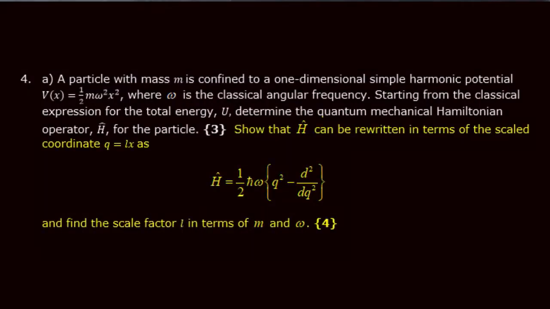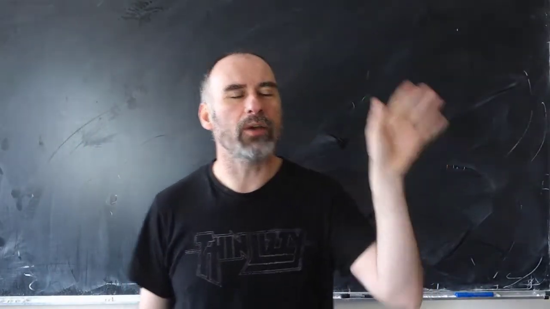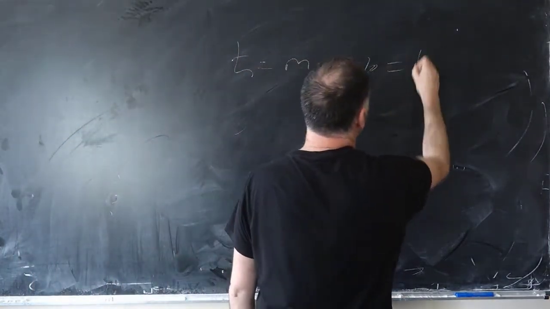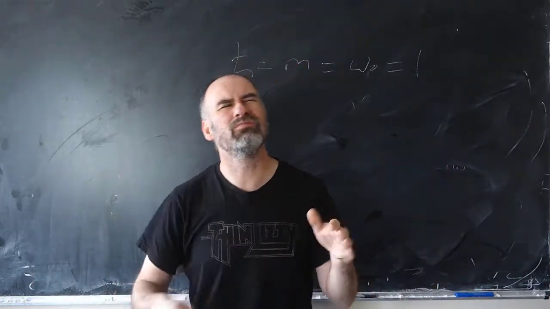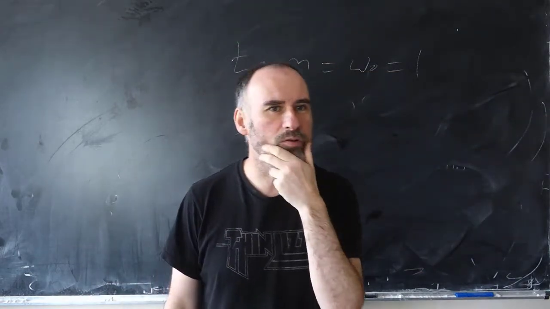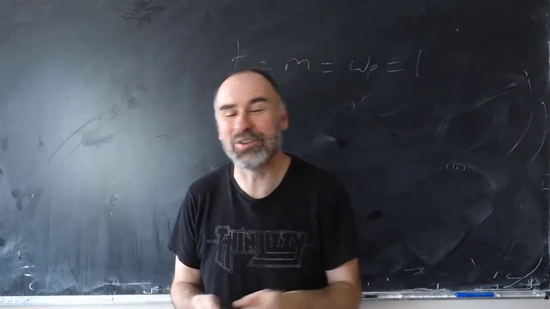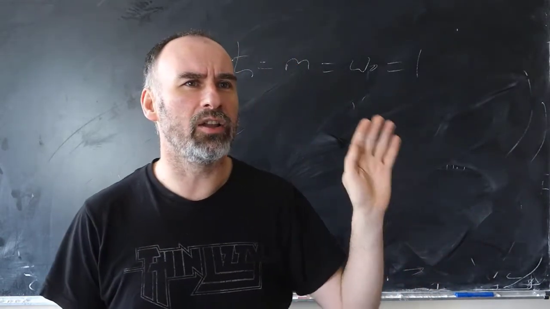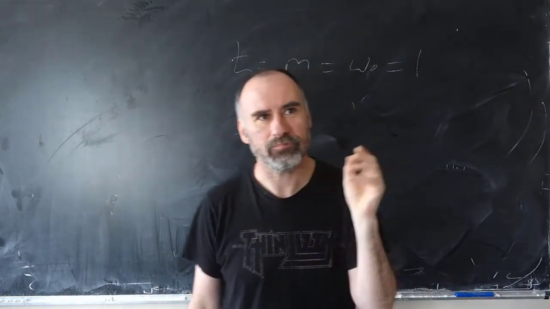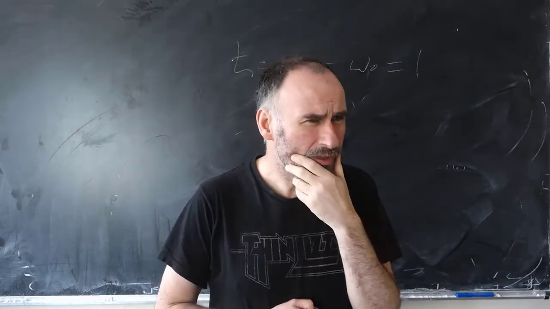Next part of the question, show that the Hamiltonian can be written in terms of the scale coordinate q equal to Lx as that. So when we did the simple harmonic oscillator, we couched everything in terms of natural units, where h bar is equal to m is equal to omega 0 is equal to 1. And beginning towards the start of chapter 7, I explained how we come by those natural units and how we use those natural units, and on the video on the quantum harmonic oscillator potential, I also go through where those natural units come from.